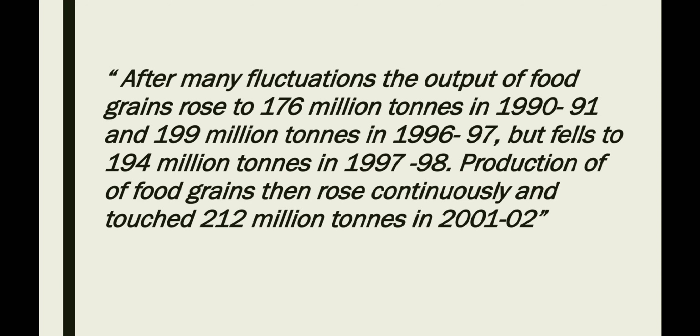In economics, you often come across a statement like this. After many fluctuations, the output of food grains rose to 176 million tons in 1990-91 and 199 million tons in 96-97, but fell to 194 million tons in 97-98. Production of food grains then rose continuously and touched 212 million tons in 2001-2.